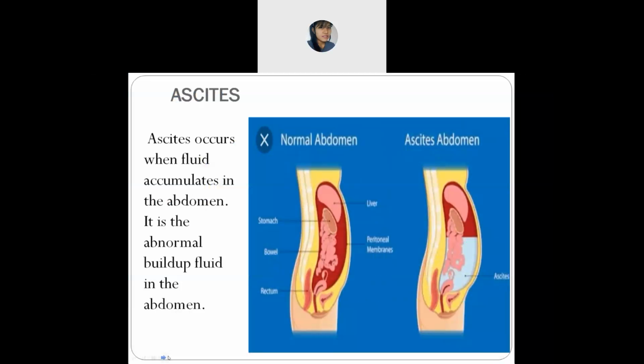So ascites, what does it mean? It mostly occurs in the abdomen, which is the stomach portion. Fluid is accumulated, meaning water is present inside the abdomen. Understand? It is accumulation of fluids in the abdomen, which is not normal, known as abnormal. They build up fluid in the abdomen. All right.